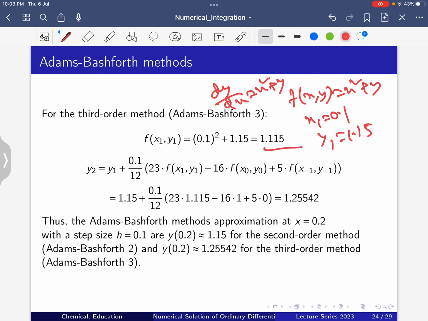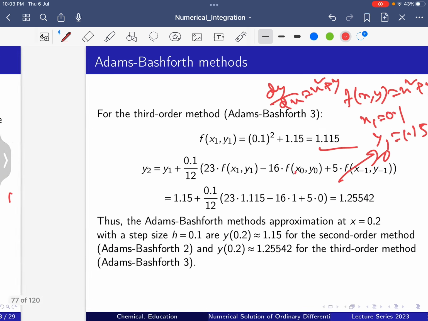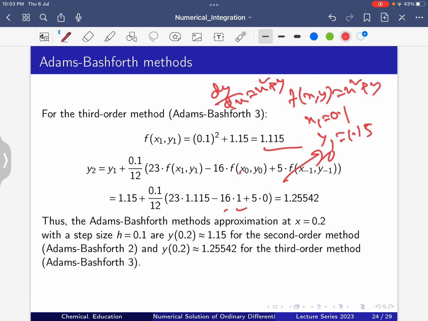Now y2 by the Adams-Bashforth third order method is y1 + 0.1/12, that is h/12, times [23 f(x1, y1) - 16 f(x0, y0) + 5 f(x_{-1}, y_{-1})]. That last term is directly 0. Then f(x0, y0) we got 1, multiplied by 16, and 23 times f(x1, y1) = 1.115. After plugging in all these values and doing the calculation we get 1.25542. So y(0.1) is 1.15 from the second order method, and y(0.2) from the third order method is 1.25542. Check the calculation.